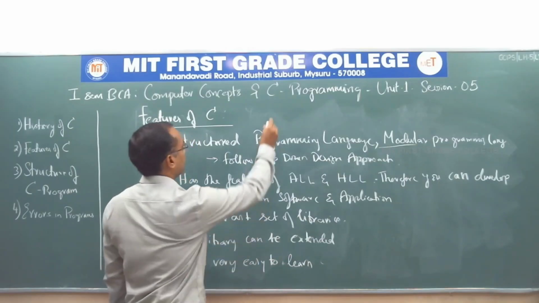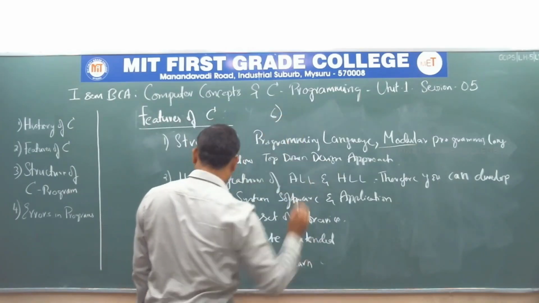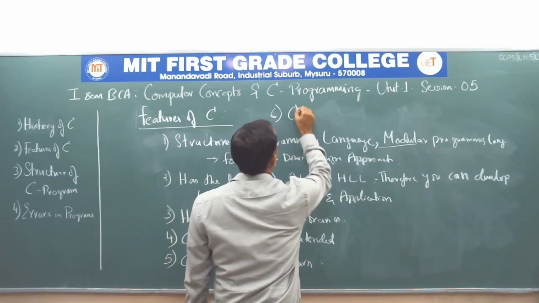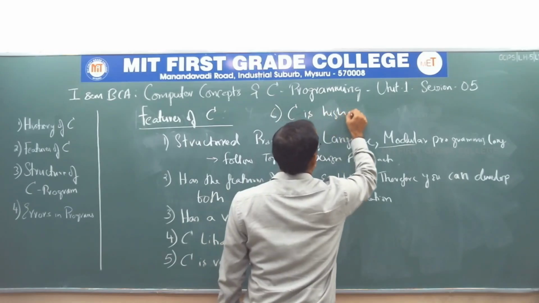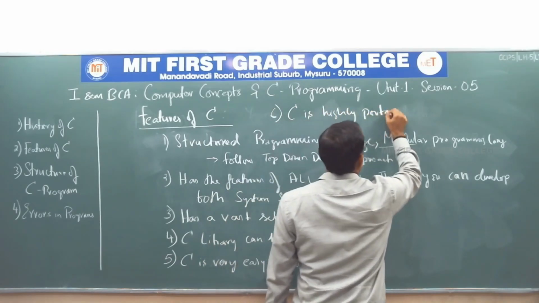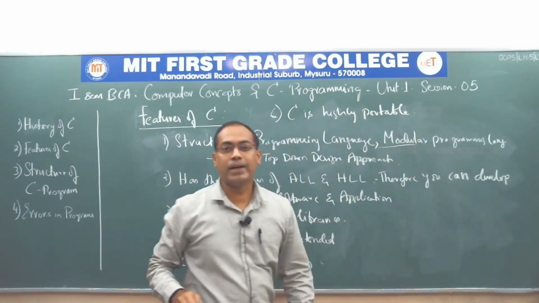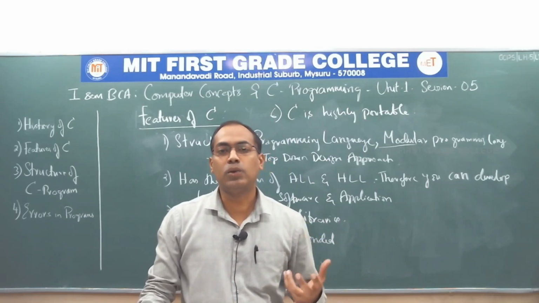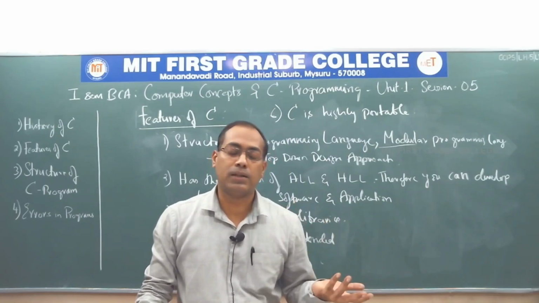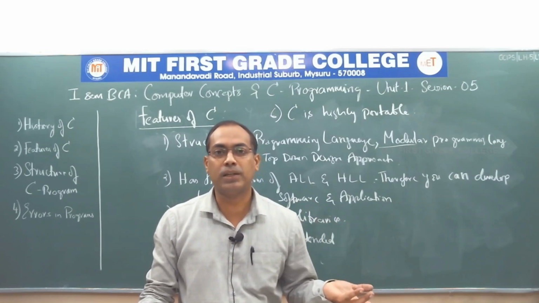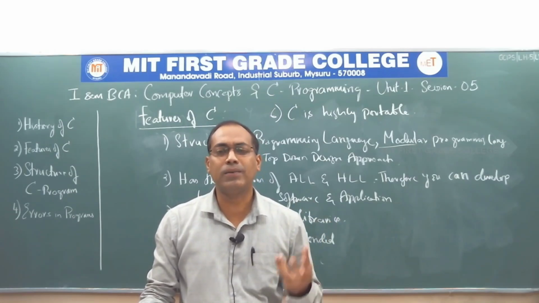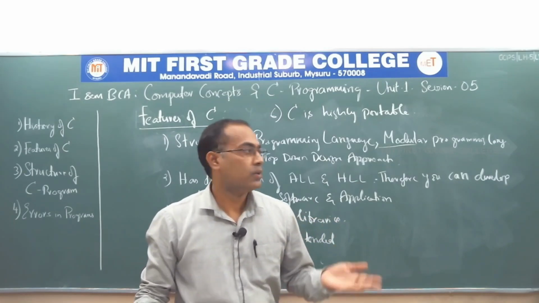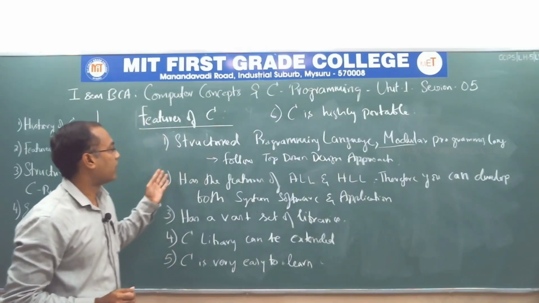And the next important feature I'm going to write over here is platform independence. That is nothing but C is highly portable, which means when you develop an application using the C programming language, you can execute that application on a Unix machine or a Windows machine. So it is highly portable in nature. With minor modifications, you can make the application execute or run. So these are the features of the C programming language.